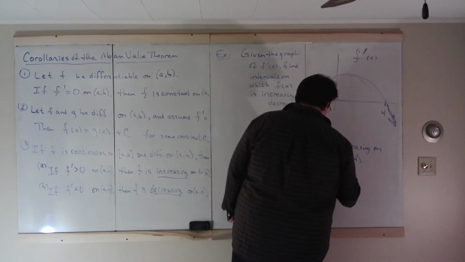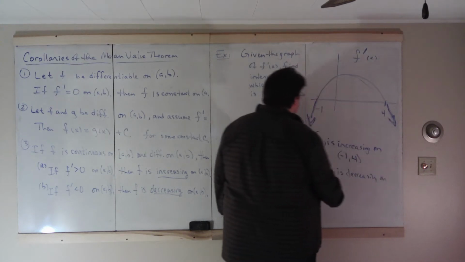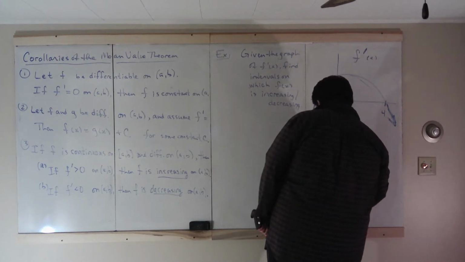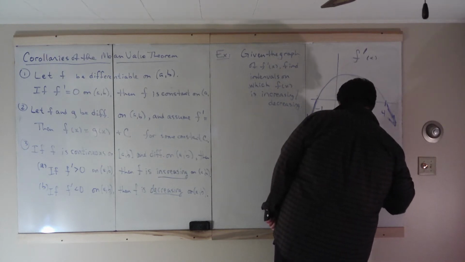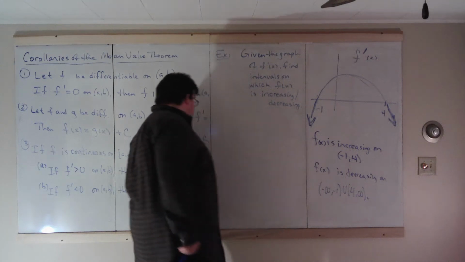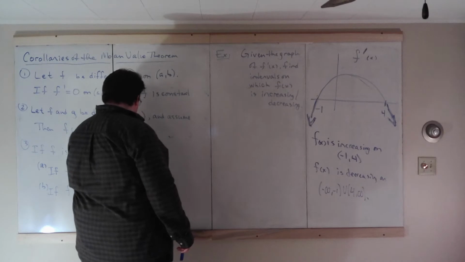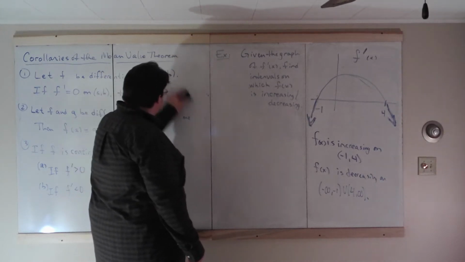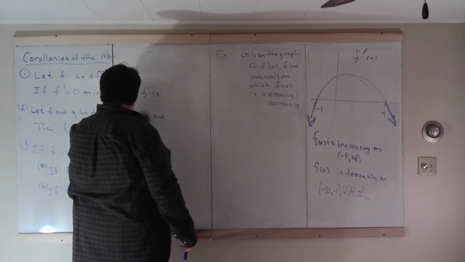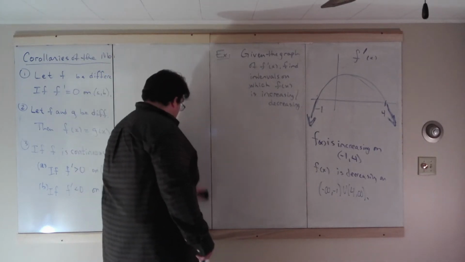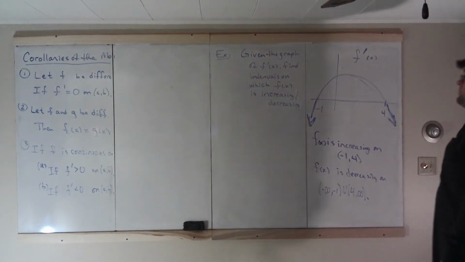So f is decreasing on, what do we have? Negative infinity to -1 and 4 to infinity. So we needed where f prime was positive and where f prime was negative, and that allowed us to conclude information about where the original function f is increasing, where it's decreasing. And we're going to see more on that in a moment.